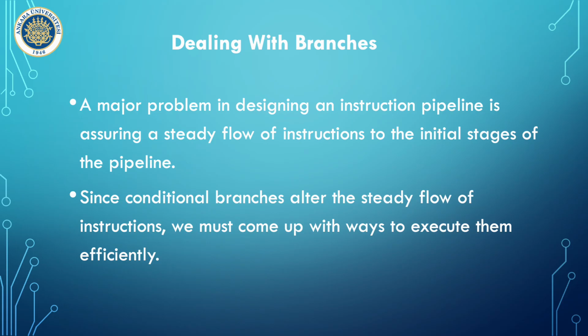In a pipeline processor, branches disrupt the steady flow of instructions into the pipeline. If we do nothing special, we must wait until the branch is resolved before fetching the next instruction, which can lead to many idle cycles. To maintain a high instruction throughput, designers use various techniques to reduce or hide the penalty of branches.